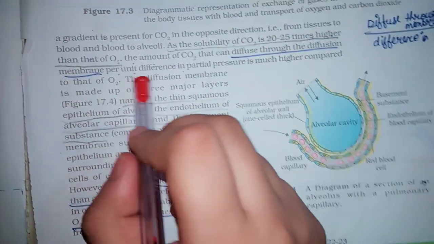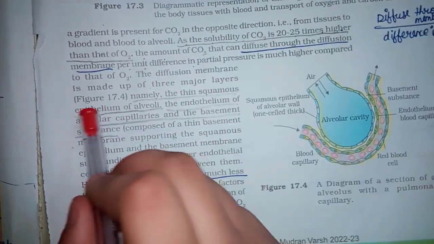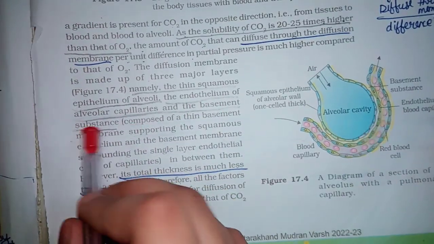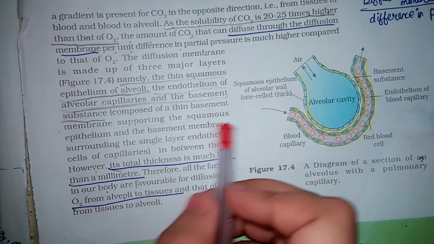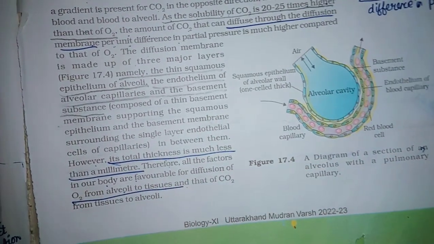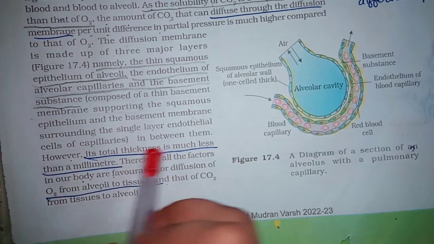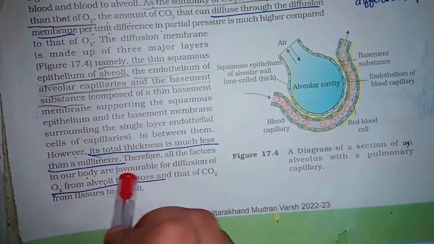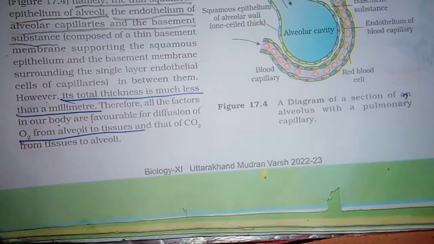The diffusion membrane is made up of three major layers, namely the thin squamous epithelium of alveoli, the endothelium of alveolar capillaries, and the basement substance, composed of a thin basement membrane supporting the squamous epithelium and the basement membrane surrounding the single layer endothelial cells of capillaries is in between them. However, its total thickness is much less than a millimeter. Therefore, all the factors in the body are favorable for diffusion of oxygen from alveoli to tissues and that of carbon dioxide from tissues to alveoli.